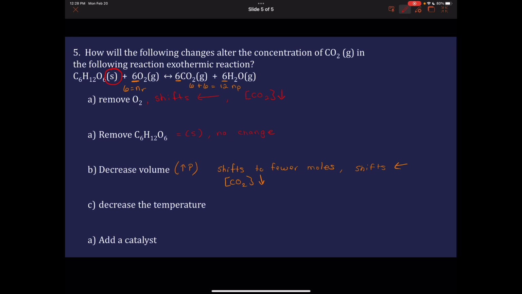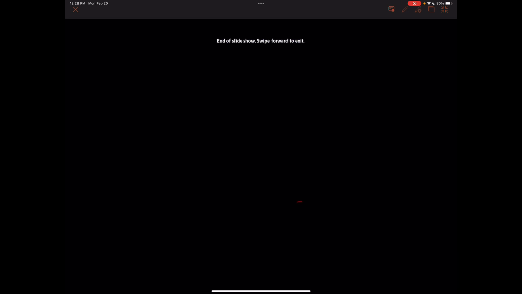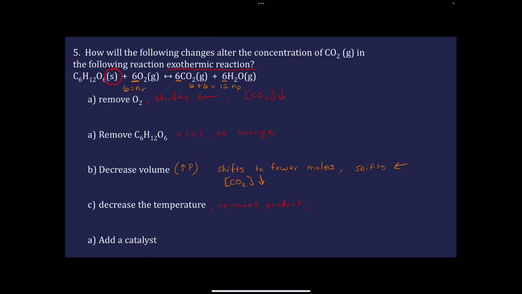If we were to decrease temperature, again, we need to know endo or exothermic. This is an exothermic reaction. Remember, it's metabolism. This is how your body gets energy. We want that energy to be the product of that metabolism reaction. If we decrease temperature, this is the same as removing a product. We're going to shift towards what we removed. So we shift in the forward direction. Means we're going to make more product. So our carbon dioxide concentration increases.